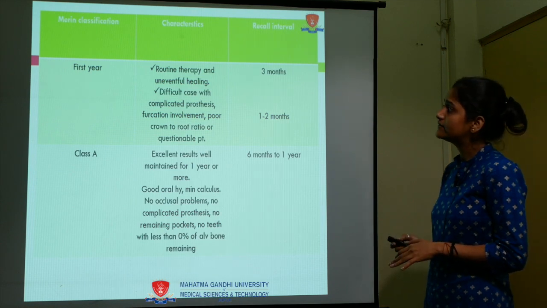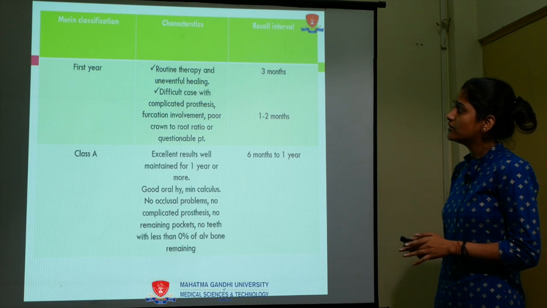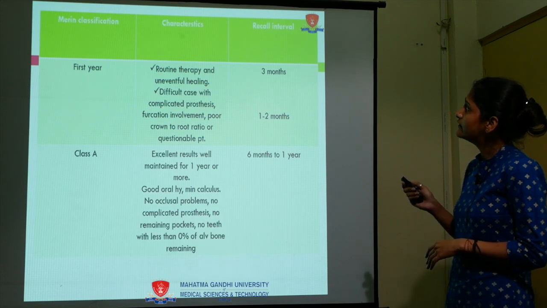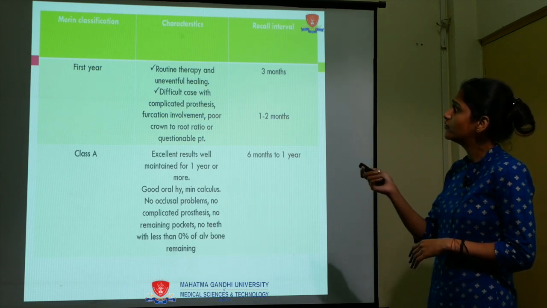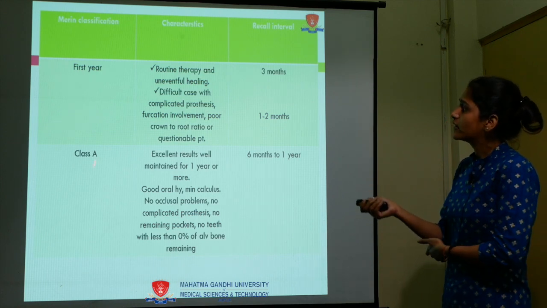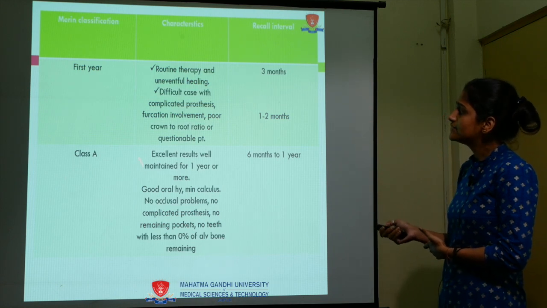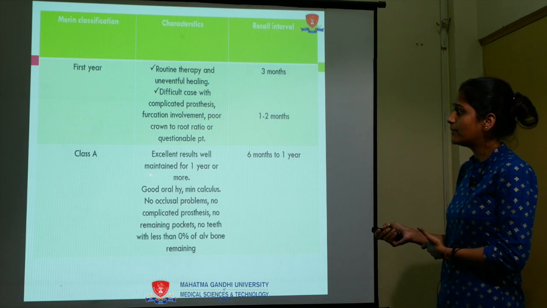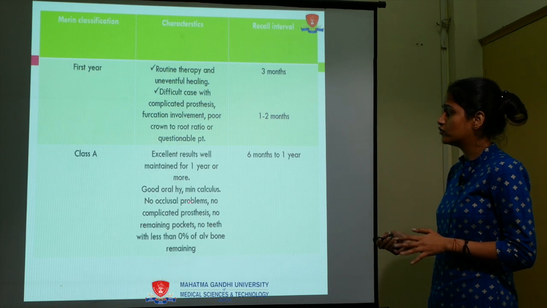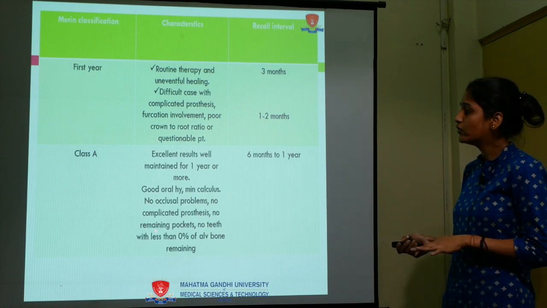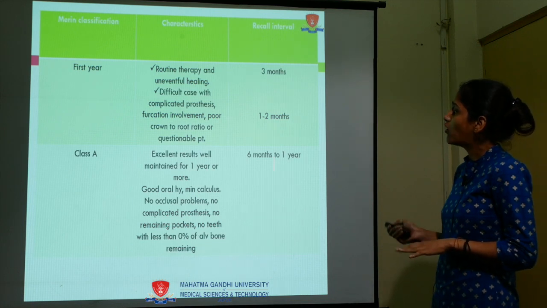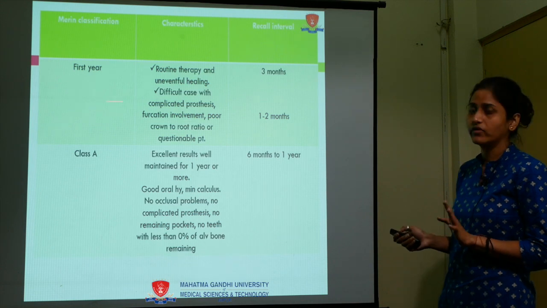This also includes difficult cases with complicated processes, if there is furcation involvement, poor crown to root ratio, or questionable patient, then the recall interval should be 3 months, and 1 to 2 months for these difficult cases with complicated processes. Okay, then in class A, if there is excellent result, well maintained for 1 year or more, good oral hygiene, no occlusal problems, no complicated processes, no remaining pockets, and no teeth with less than 50% of alveolar bone remaining, then the recall interval is 6 months to 1 year.